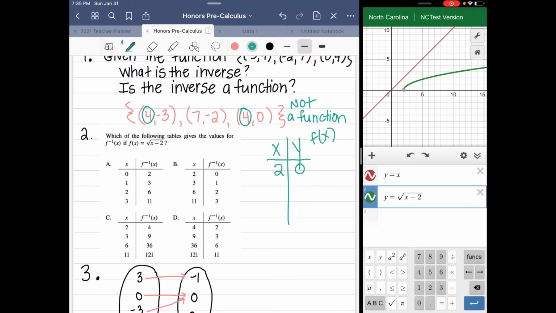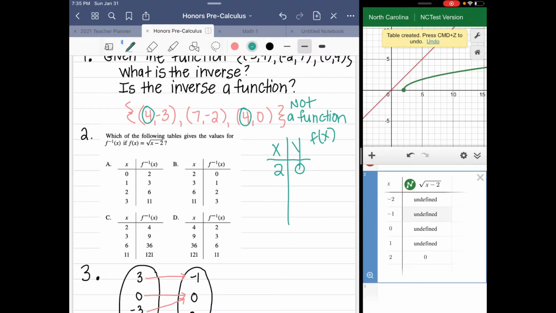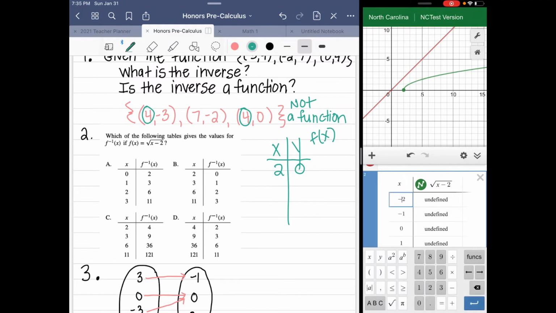I can actually turn my table option on in Desmos. So I'm going to click into the row of the function, hit the gear button, and hit table. Now, it's going to say a whole lot of undefined because we didn't go any lower than 2. But you can change these options. So if I want to see what value of 3, then I can plug in 3, and we can clearly see that it gave me 1.